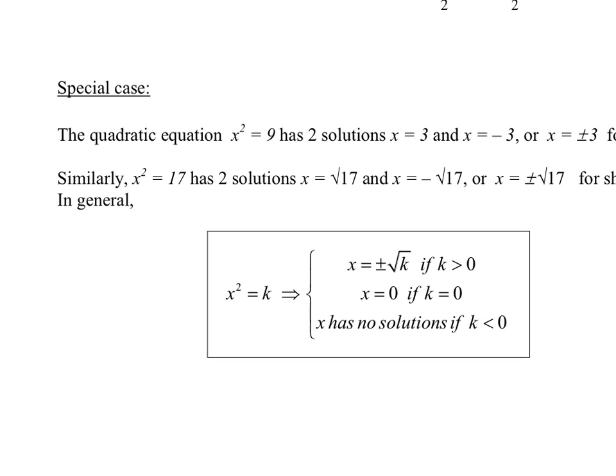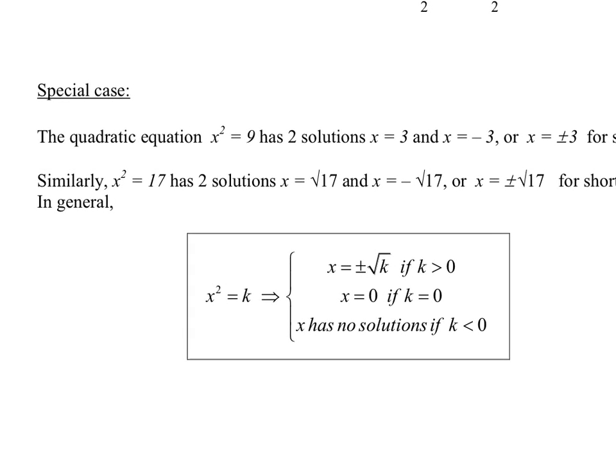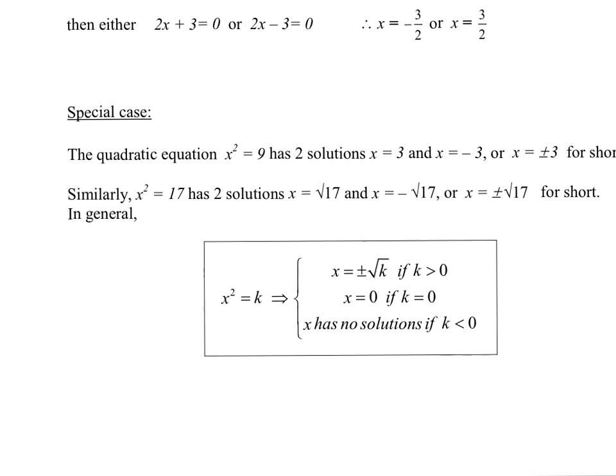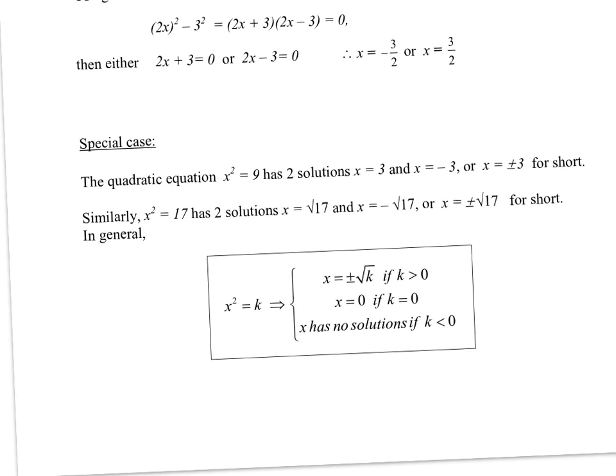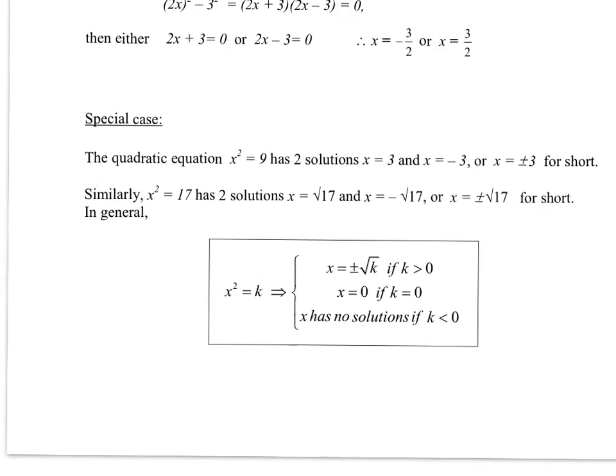There is a special case, and that's if you have an equation like x squared equals 9. It has two solutions. We have the two solutions being 3 or negative 3. You can write that as x equals plus or minus 3, this notation here. In the same way, if you have x squared equals 17, you could have x equals positive root 17 or negative root 17. So you could write it as plus or minus root 17 for short.